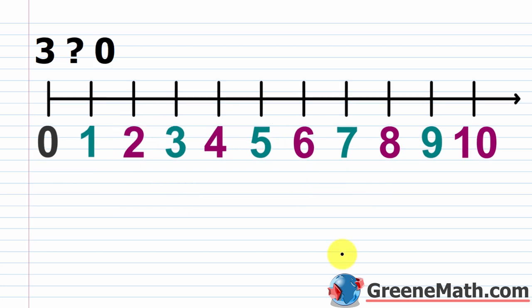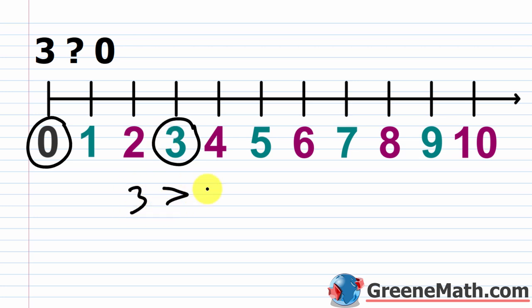All right, for the next problem, we'll look at 3 question mark 0. Here's 3. Here's 0. So 3 is to the right of 0 on the number line, so 3 is going to be a larger number. So we would say that 3 is greater than 0. Again, that symbol is going to point, let me use a different color here, to that smaller number. 0 is the smaller number. If you flip this around, and let's say you got 0 and then question mark 3, well now I want to use a less than. 0, which is the smaller number, is less than 3. The symbol always points to the smaller number.